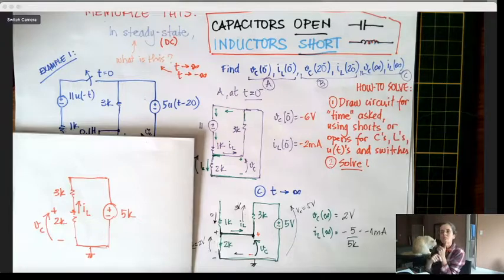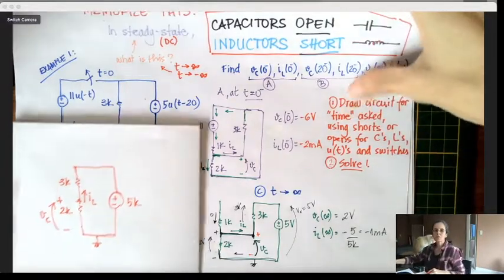And the IL is the current through this loop here. Okay, so this is the only circuit we need to worry about.